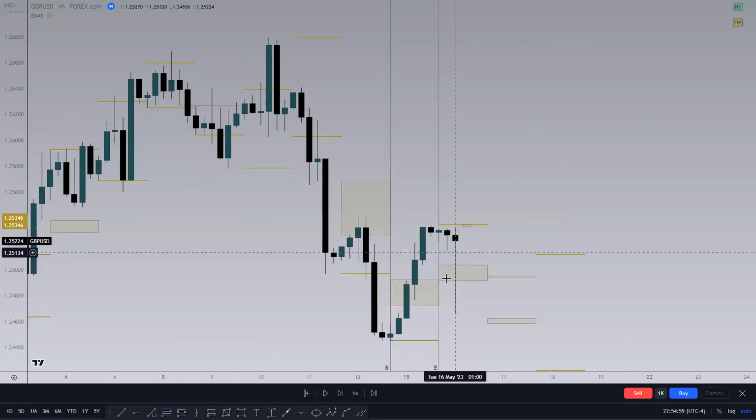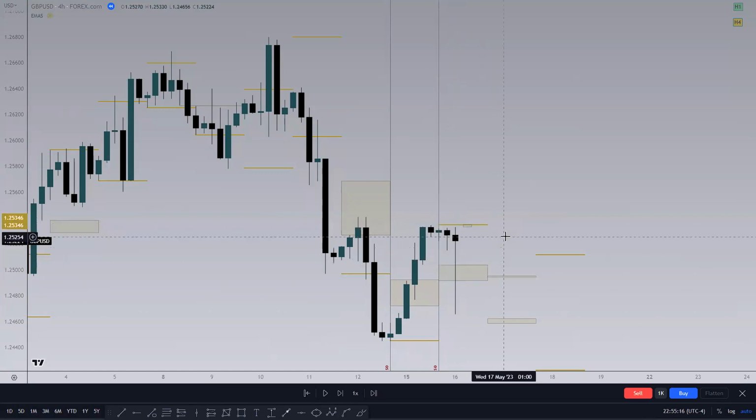Now, the reason I have my imbalance here is because I did my analysis just before the open of the European session when price dropped. So at the time, the appropriate sell side target on the 4-hour was this imbalance right here. And the appropriate buy side target was obviously going to be the swing high up here.